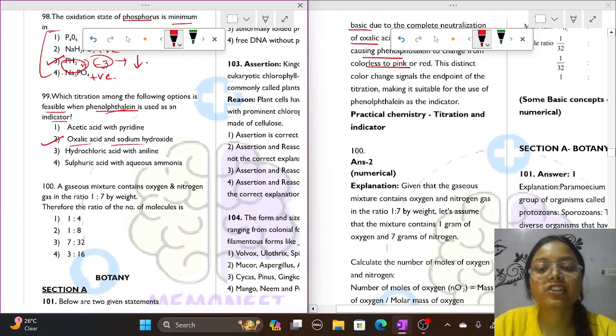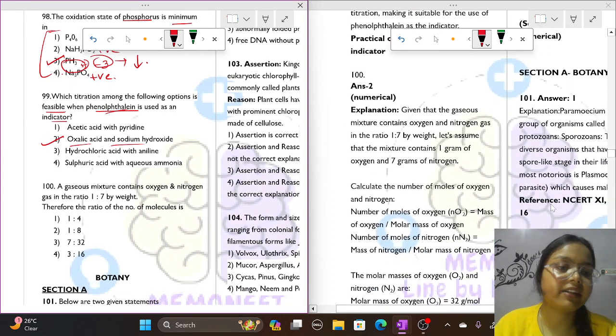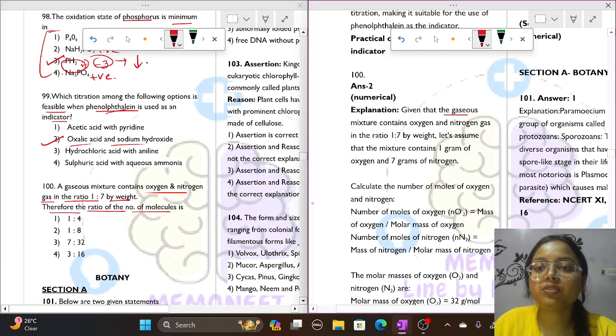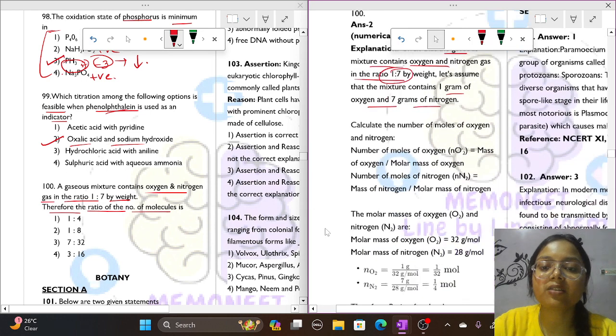Now, the last question, which is question number 100. A gaseous mixture contains oxygen and nitrogen gas in the ratio 1:7 by weight. Therefore, we have to find the ratio of the number of molecules. So, we know that the gaseous mixture contains oxygen and nitrogen gas in the ratio 1:7. So, let us assume that the mixture contains 1 gram of oxygen and 7 gram of nitrogen.